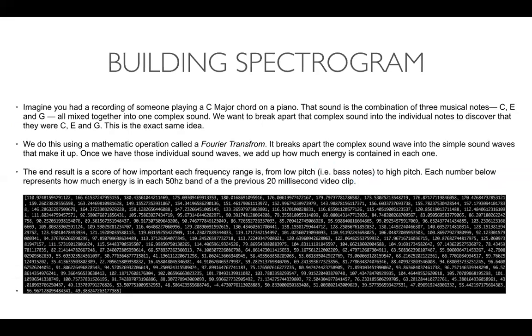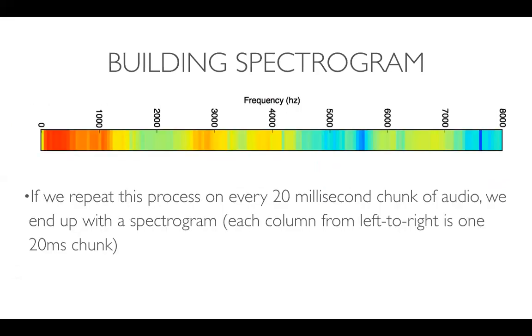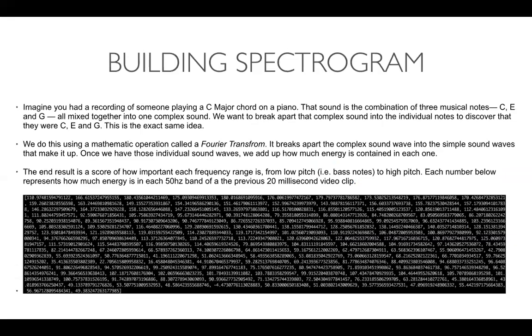Now, the next step is to build spectrograms. Imagine you have a recording of someone playing a C major chord on a piano. That sound is the combination of three musical notes, say C, E, and G, all mixed together into one complex sound. Now we want to break apart that complex sound into individual notes to discover that they are C, E, and G. So this is the idea.